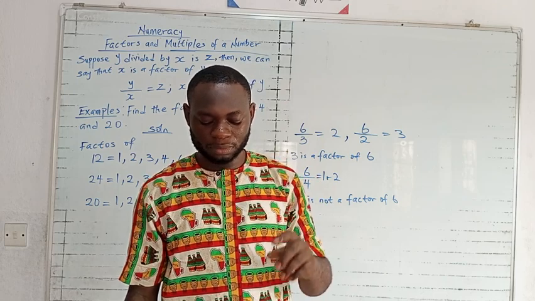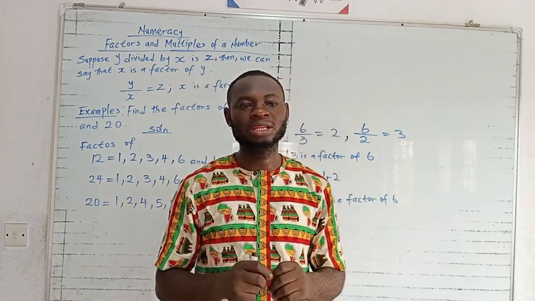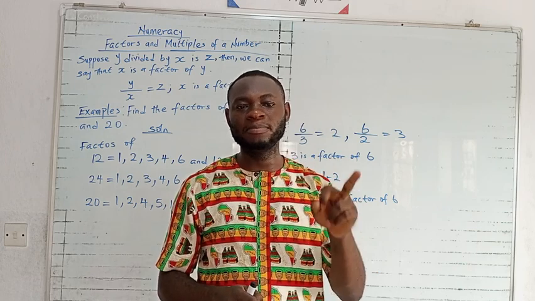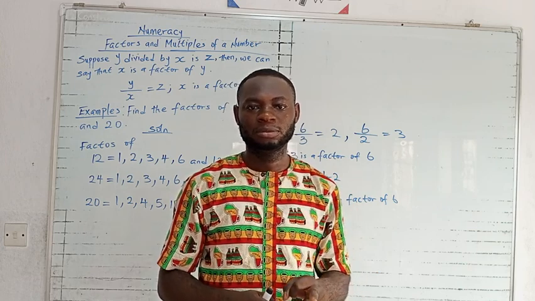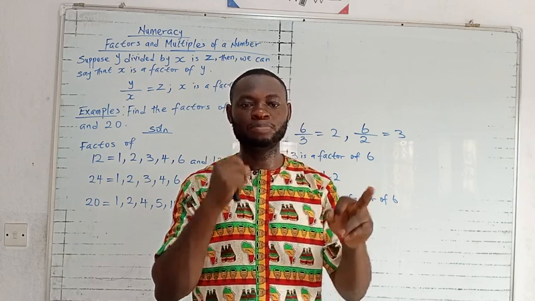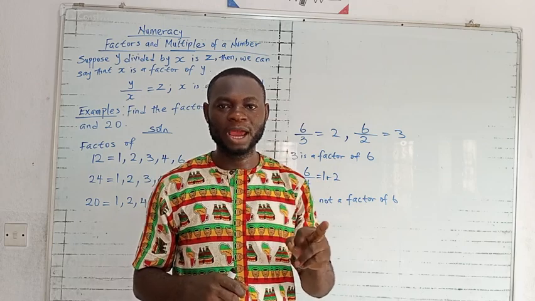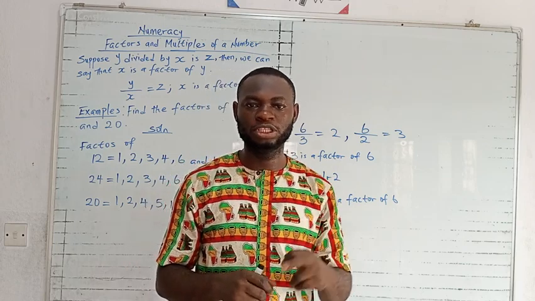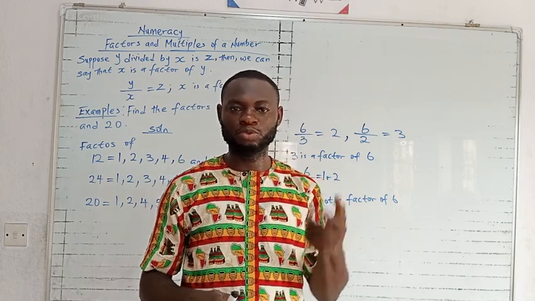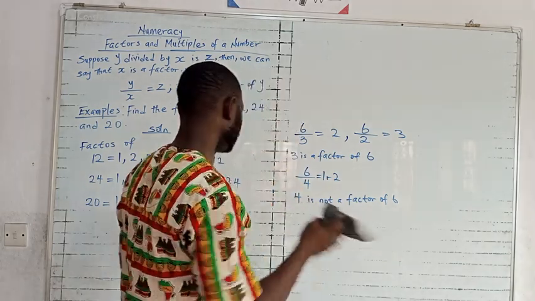Now, in factors, we can now look at two things. We can now look at the concept of prime numbers, prime factors, and composite numbers. All right? Prime numbers and composite numbers. But under prime numbers, we bring out prime factors immediately. Okay? So let's look at this.